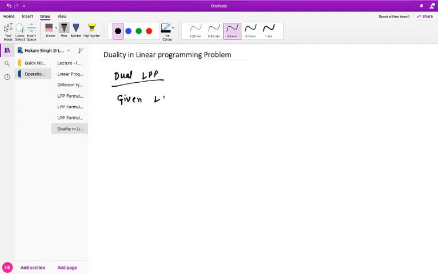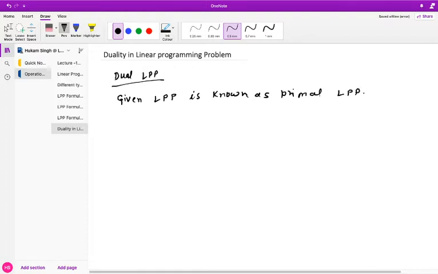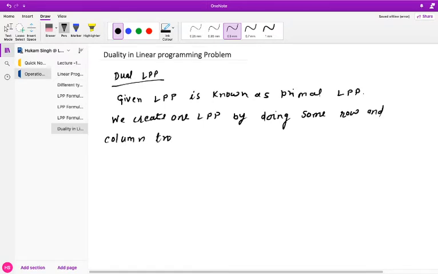Okay, so the given LPP is known as the primal LPP, and we create one LPP by doing some row and column transformation, which is called the dual.